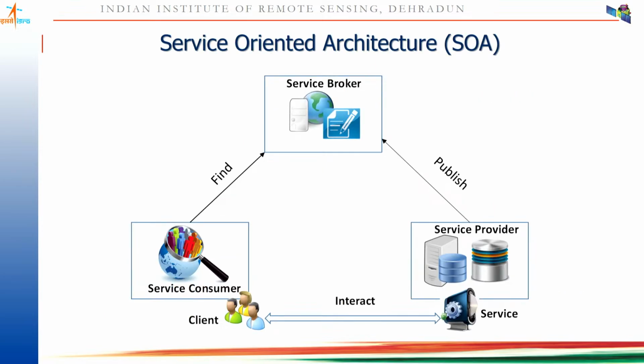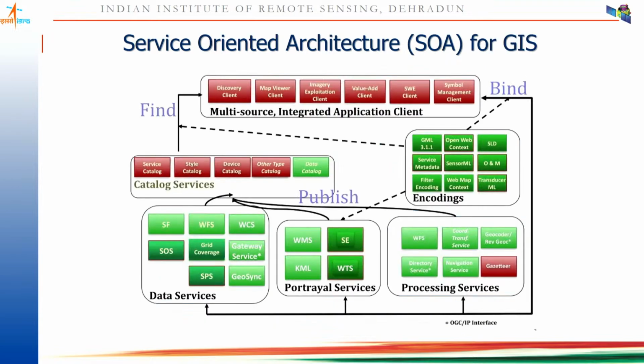Typically we use the architecture called SOA. You must have studied it in academics. It's a service oriented architecture, and typically it is used to host these web services or APIs, and then you can access the data in real time mode. So this is an example of SOA implementation in GIS.